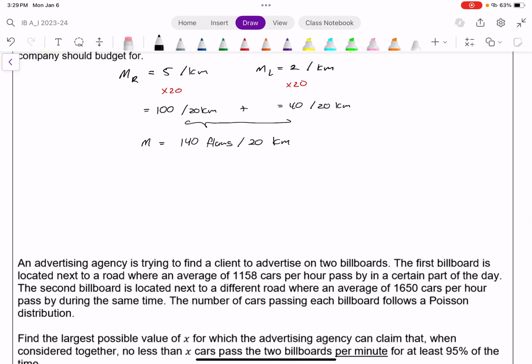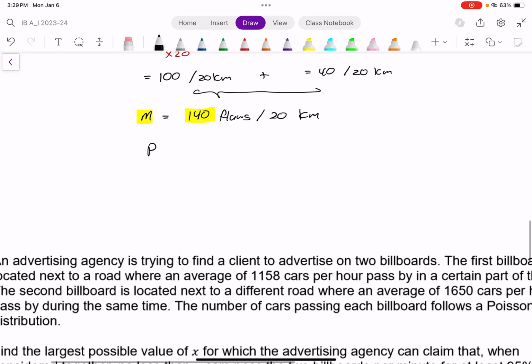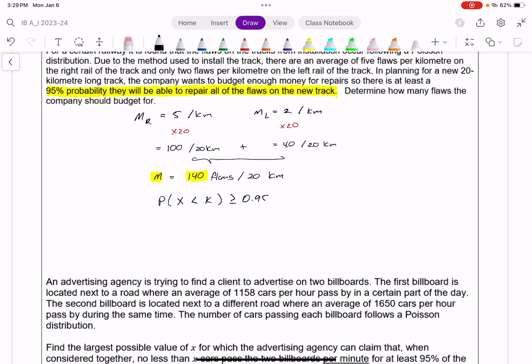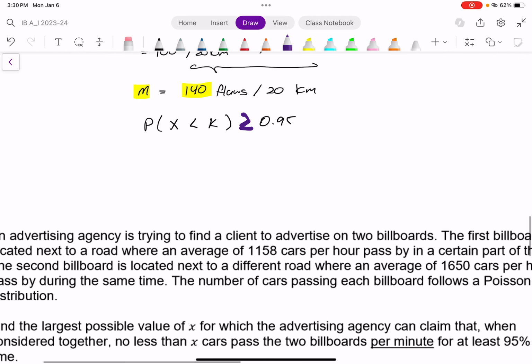So a more formal way of writing this, we know our M value, it's 140 per 20 kilometers. Knowing it's a Poisson distribution, what's the probability that X is less than some number, I'll call it K, and we want that probability to be more than 0.95. Sorry, I want to make sure I have this written down right. There is at least a 95% probability. So at least 95% means greater than or equal to 95%. In this case, I don't know what the K is. And while I could do trial and error, I know the average is 140. That is quite time consuming.